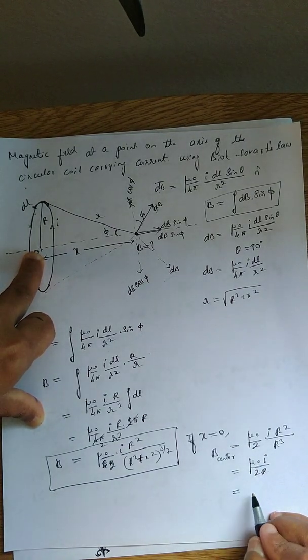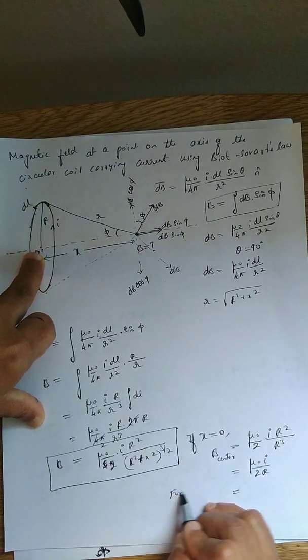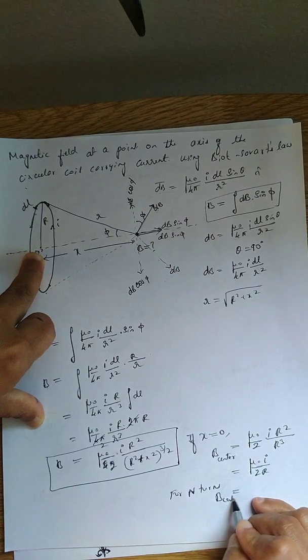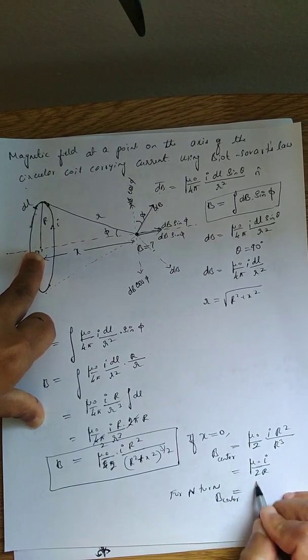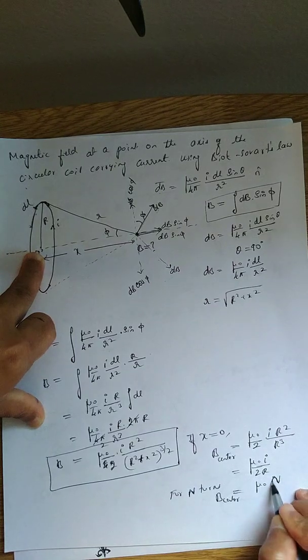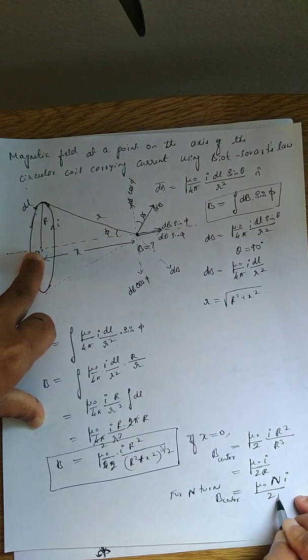If there are several turns, for n number of turns, we can write B at the center is equal to mu naught n I by 2r.